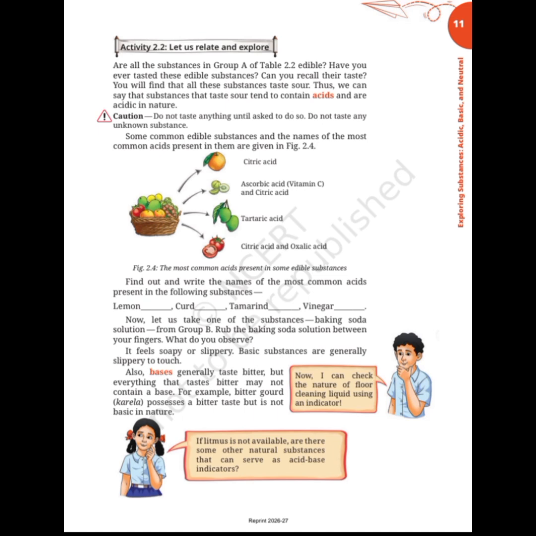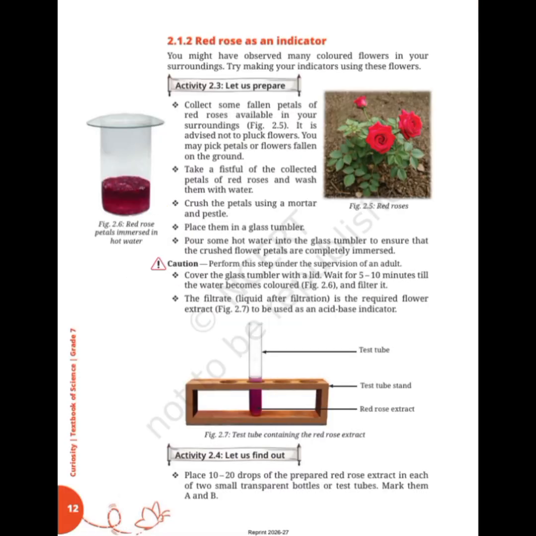A student says, "Now I can check the nature of floor cleaning liquid using an indicator." Another student asks, "If litmus is not available, are there some other natural substances that can serve as acid-base indicators?" 2.1.2 Red rose as an indicator. You might have observed many colored flowers in your surroundings. Try making your own indicators using these flowers.